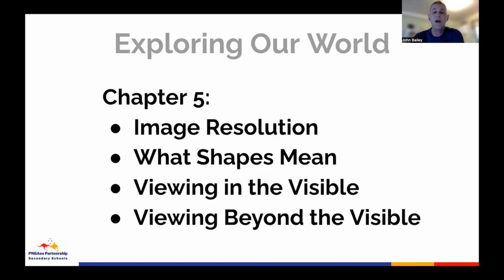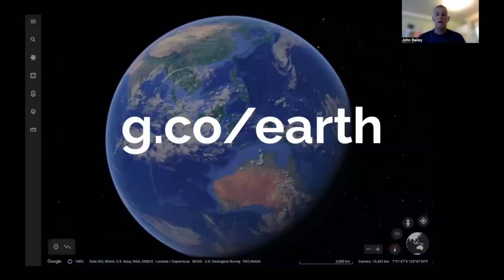And so we'll be covering a number of topics to do with image resolution, what shapes and colors mean in satellite images, and even how we can view beyond the visible range, how we can use sensors on satellites to detect things that we can't see with our own eyes. But just a quick reminder, this is the core of this activity, this module, Google Earth. You can explore it here. And again, today is more about the science of remote sensing images.